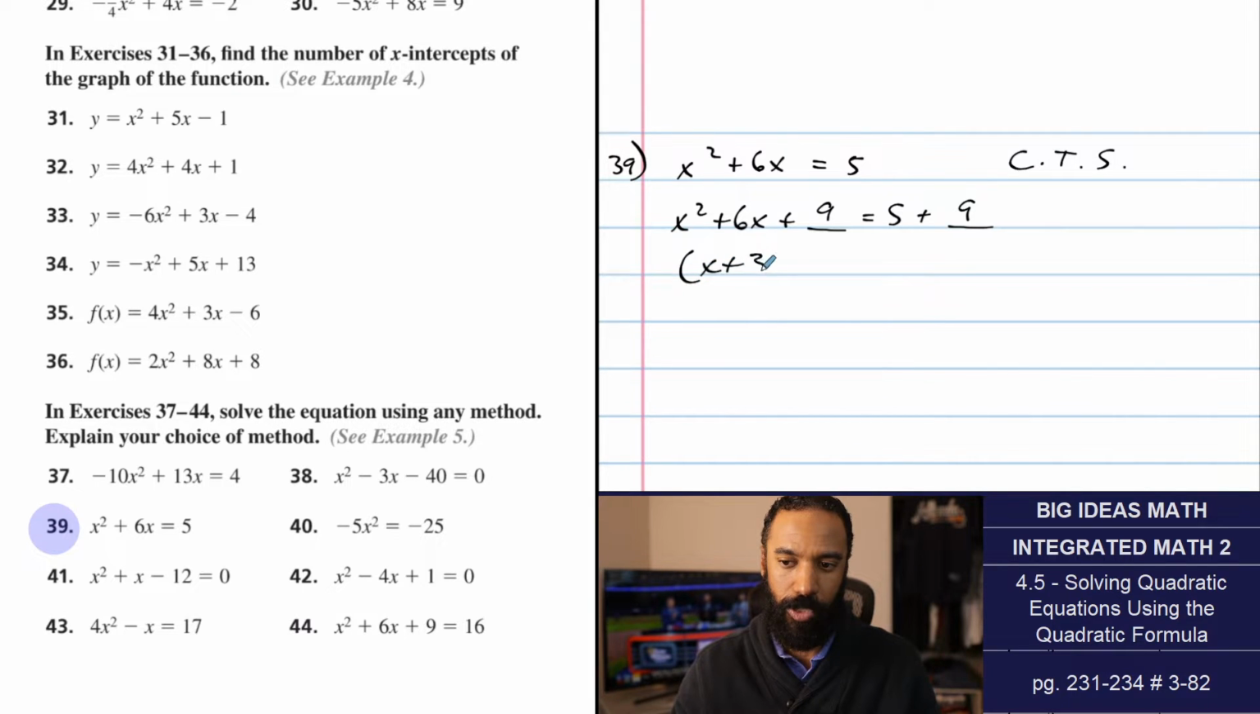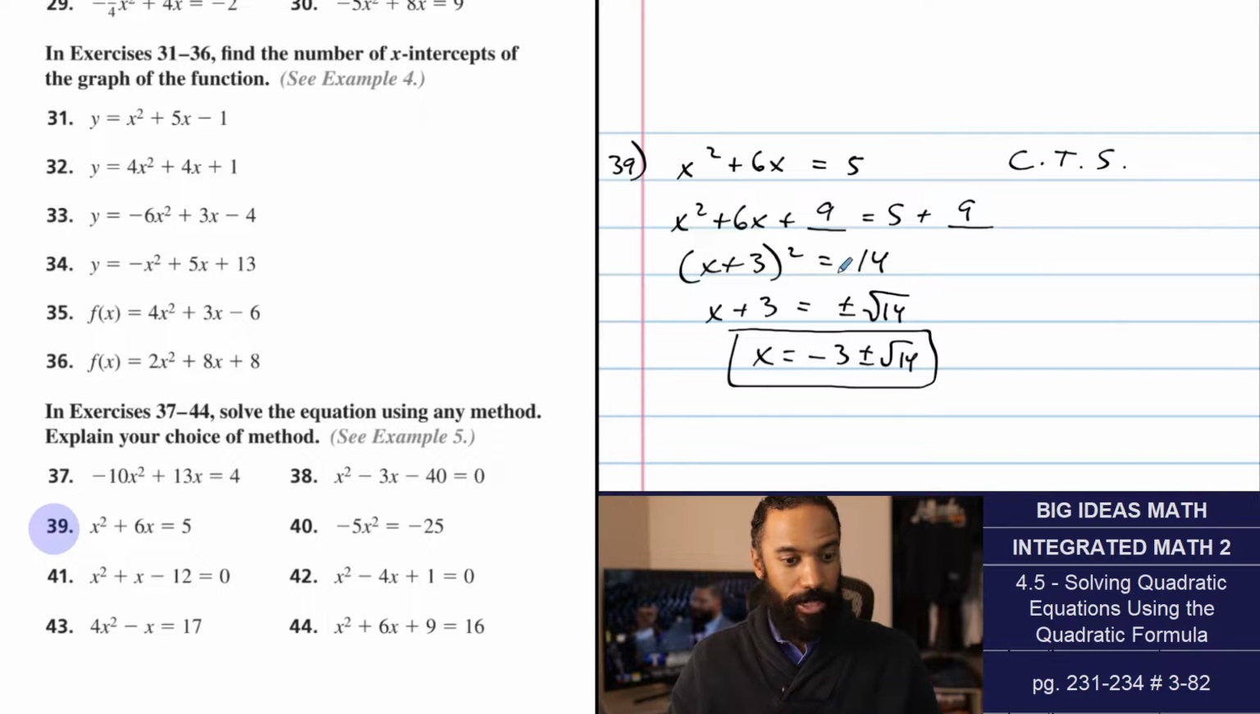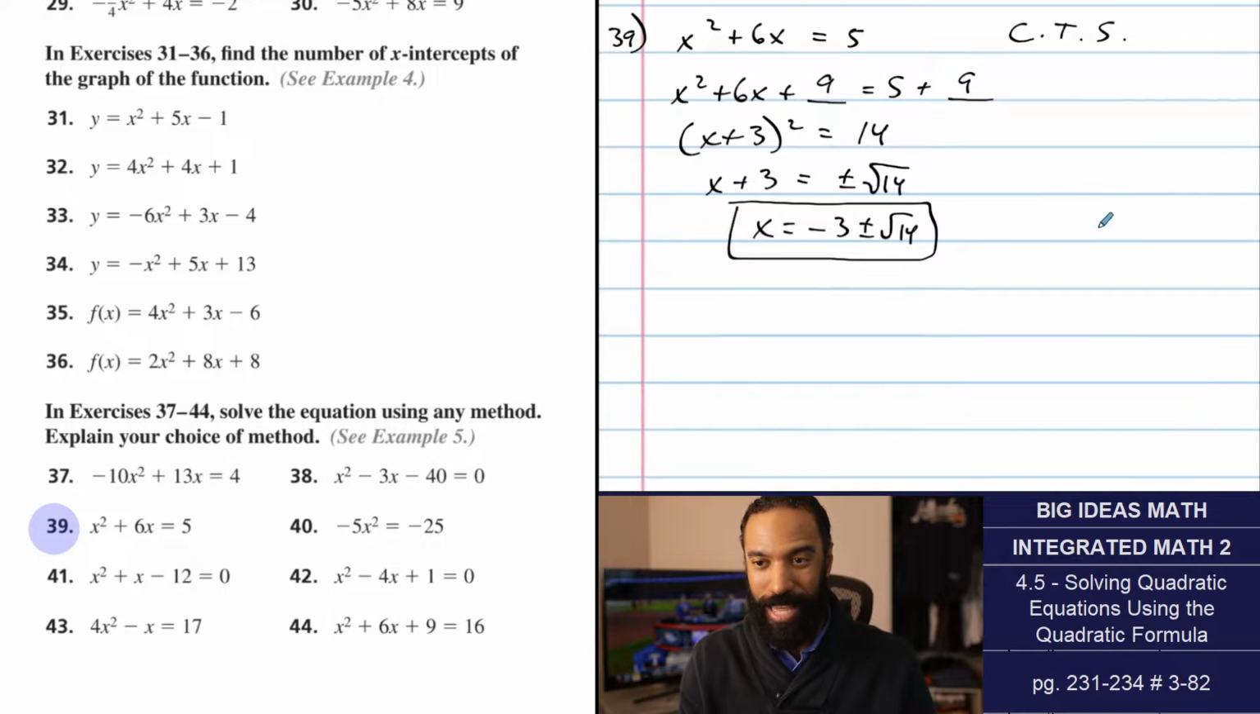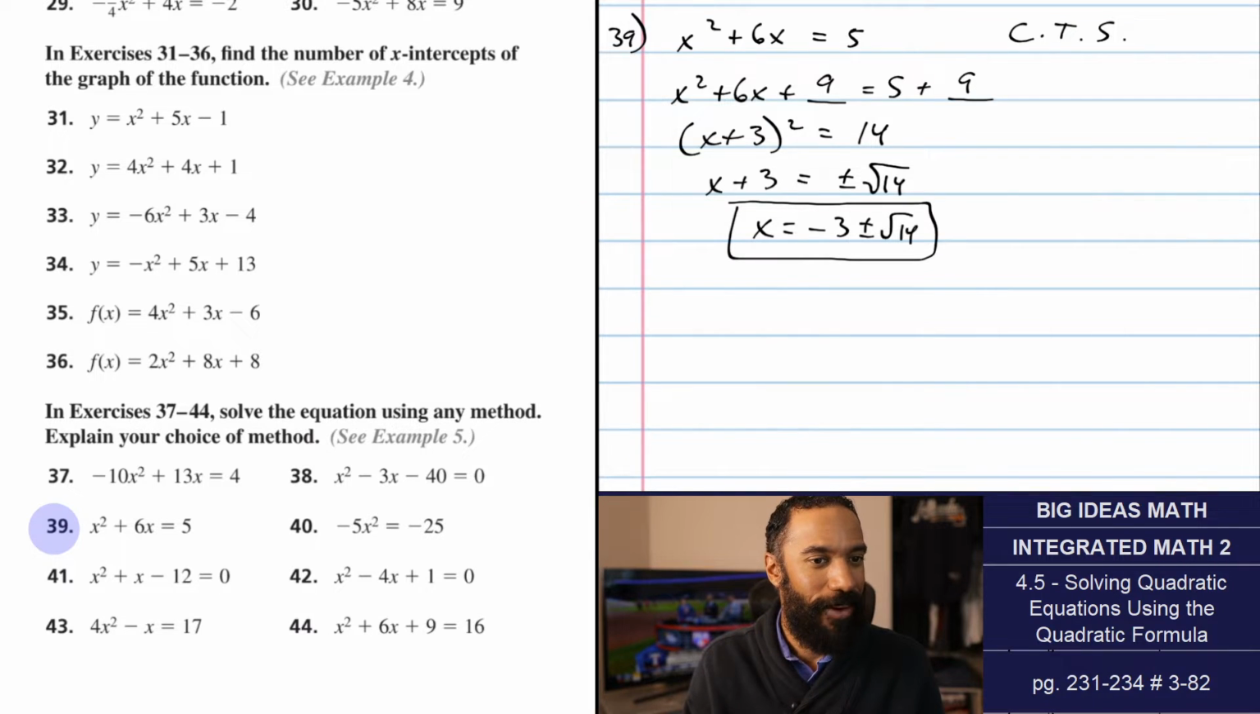This factors to x plus 3 quantity squared. 5 plus 9 is 14. Take the square root of both sides. X plus 3 is plus or minus the square root of 14. And subtract 3 from both sides. X is negative 3 plus or minus root 14. They don't ask us to round to the nearest hundredth or tenth or anything like that. I'm done. I don't have to keep going on the calculator.